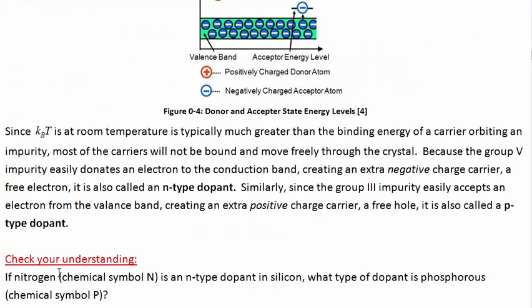So here's just a question to try to review this. Nitrogen, chemical symbol N, is an N-type dopant in silicon. What type of dopant is phosphorus, chemical symbol P? If you said P-type dopant, you are wrong. Phosphorus lies below nitrogen, so it is also an N-type dopant.